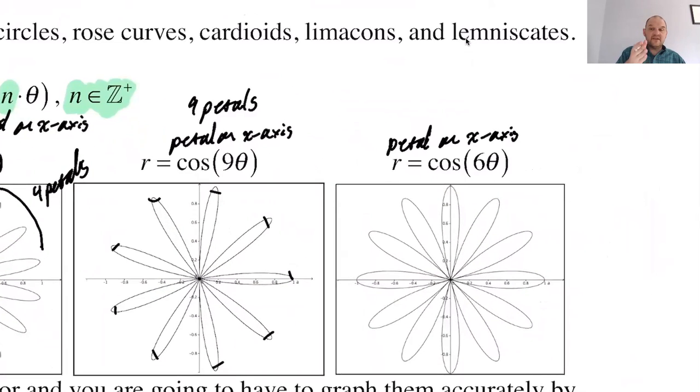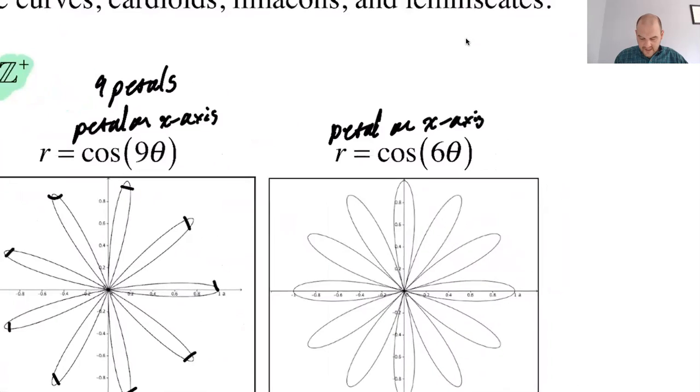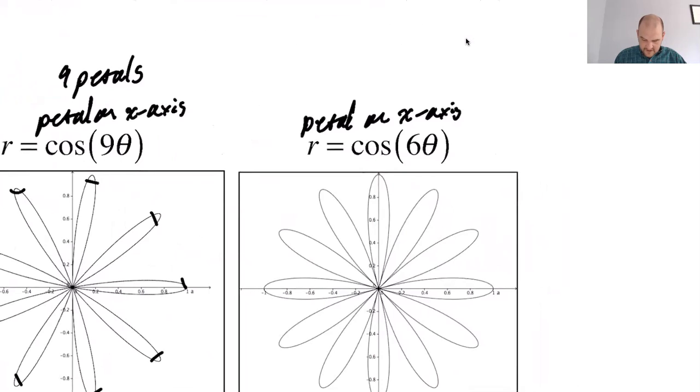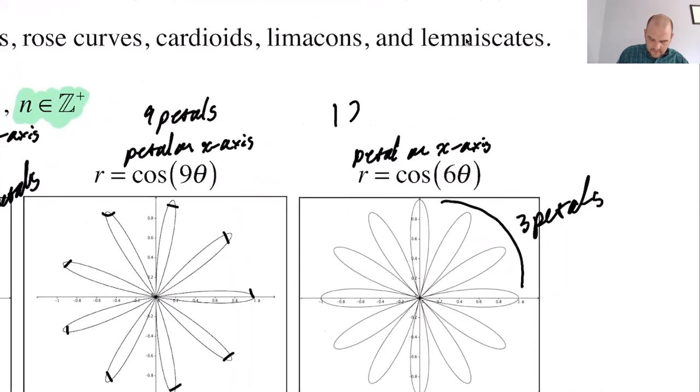It looks like if n is odd, you get that number of petals. If n is even, you get twice that number. So here, how to count this? I see 2 full and 2 half petals in the first quadrant, so I'm going to say that this is 3 petals. And there's 4 quadrants, so we get 12 petals.